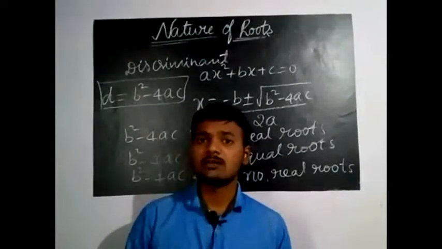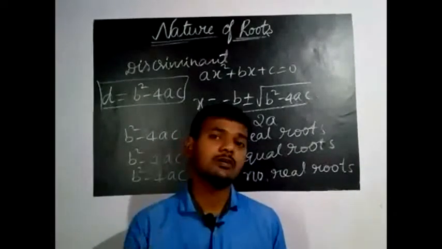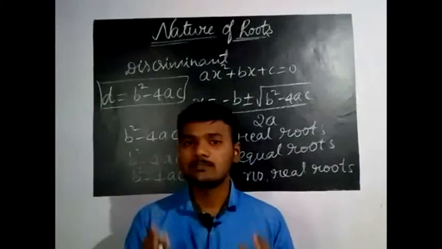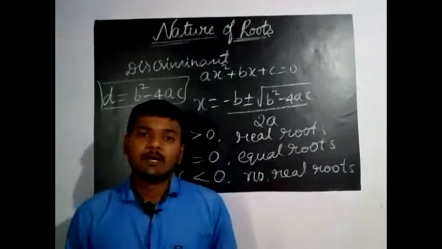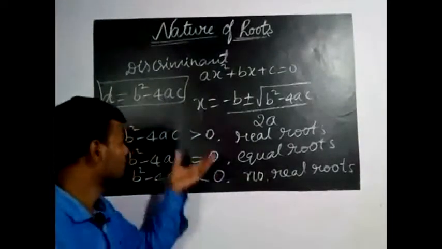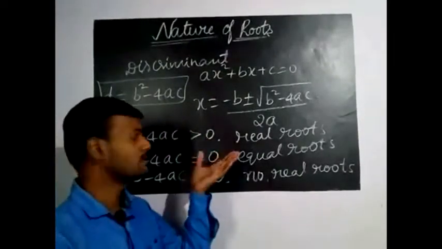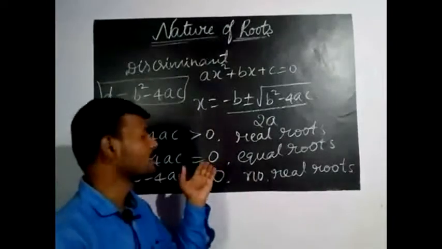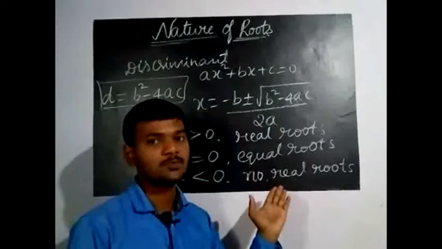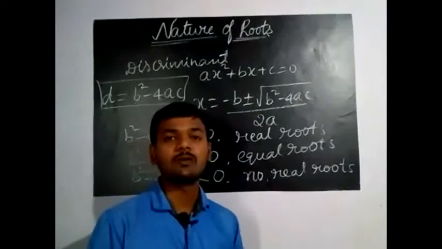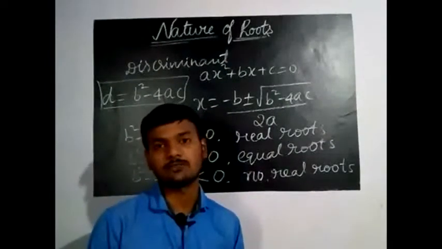So from this concept, there will be 2 or 3 mark questions compulsorily. Okay, so remember the points: b square minus 4ac is greater than 0, b square minus 4ac is equal to 0, and b square minus 4ac is less than 0. These conditions have to be remembered when we are going to state the nature of the roots.